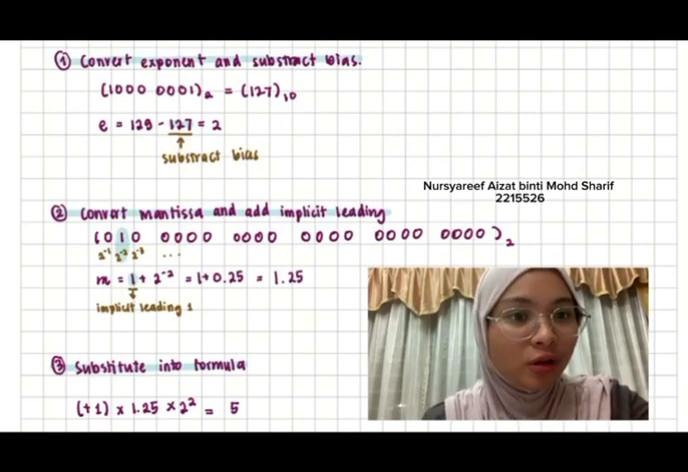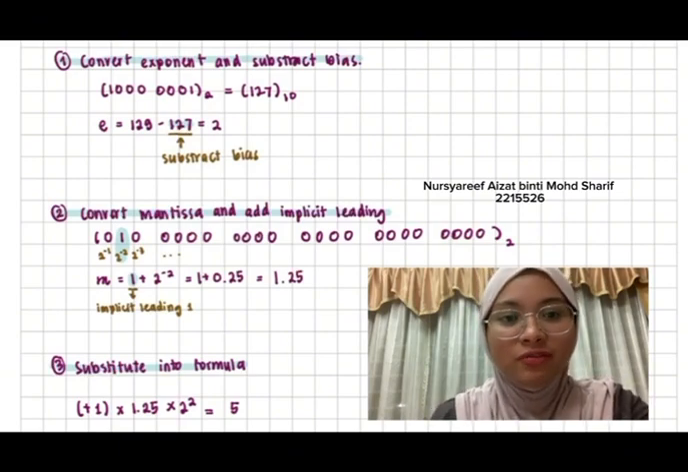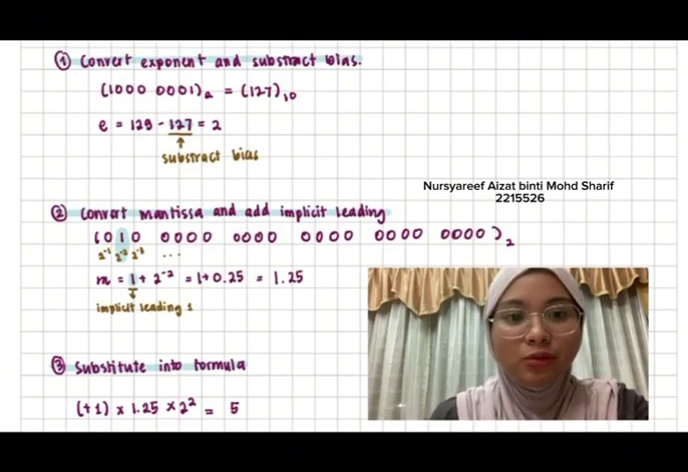Now we have all 3 parts of the floating point number. Sign equal to 0, meaning the number is positive, exponent equal to 2, and mantissa equal to 1.25. We'll combine this in the next step to find the final value.